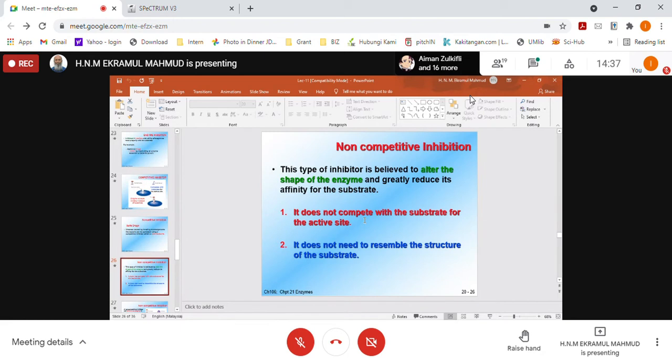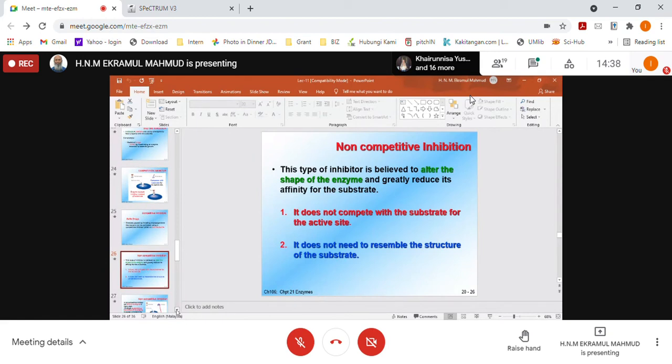Suppose you have a lock and key, right? You have a lock. Now, if you change the lock, the people coming to open with that previous key will not be able to enter, right? So this is that mechanism we can follow. It does not need to resemble the structure of the substrate. You have the key, right? I have changed the lock. Now you cannot enter. Can you follow? So we change this way. We do not change the key, but we change the lock.